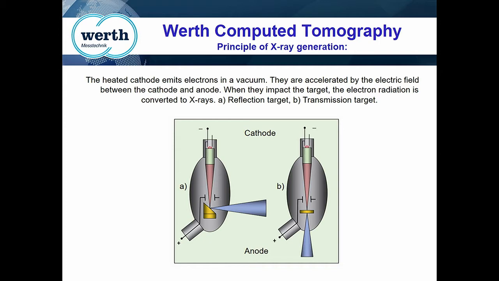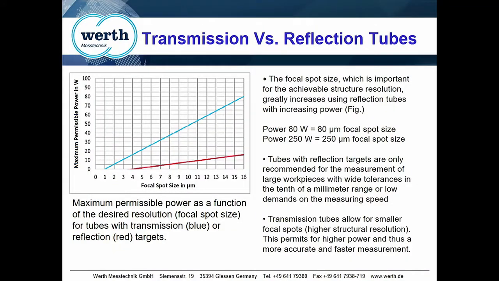A micro focus spot is important because your voxel size should not be smaller than your focal spot size. Your voxel size is your volumetric pixels, and that determines resolution and also affects accuracy. And this chart shows that relationship between power and focal spot size. So the blue line would be your transmission target tubes, and the red would be your reflective tubes. As you can see, you can increase the power on the transmission target tubes without significantly increasing the focal spot size.